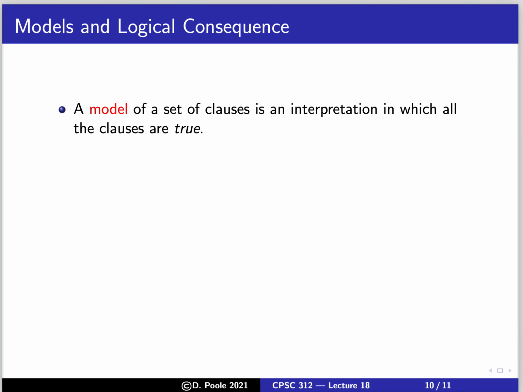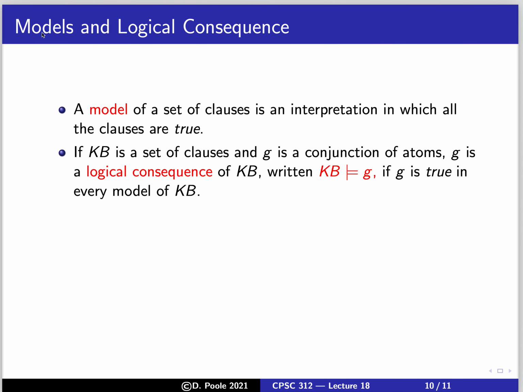It's just an interpretation in which all the clauses are true. And a knowledge base is a set of clauses, and G is a conjunction of atoms. Then G is a logical consequence. We're going to use this funny symbol, this double turnstile: KB logically implies G if G is true in every model of the knowledge base. Okay, so this means that G is true in every model of the knowledge base.